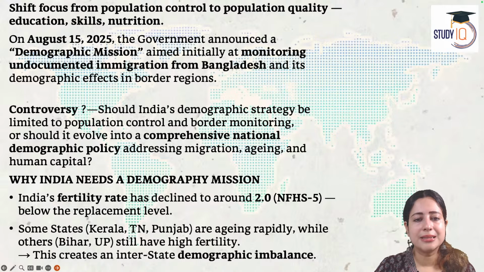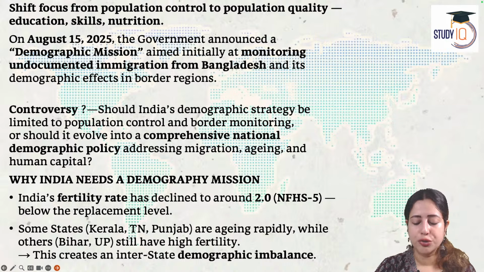The article says rather than focusing on population control and cross-border infiltration, we should focus on providing education, skill, and nutrition to the Indian population before demographic dividend becomes demographic disaster.